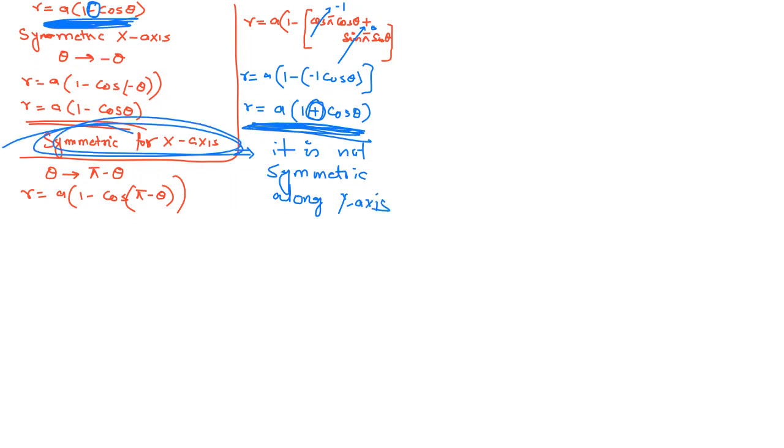Okay, so how will you draw the graph? See, there are 4 steps for drawing the graph of this one. The first one is that you have to take theta between 0 and pi by 3.